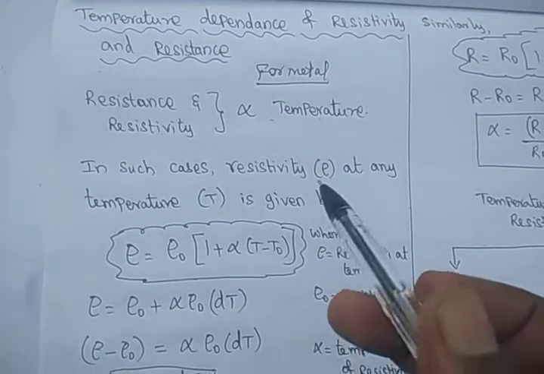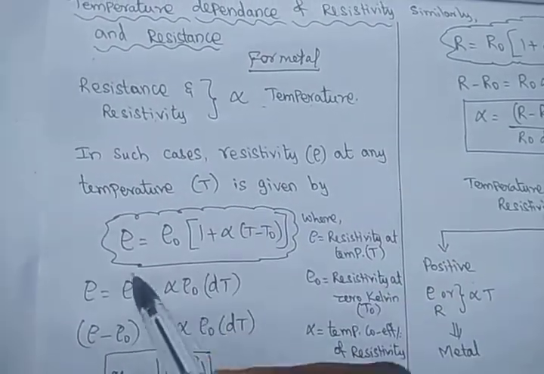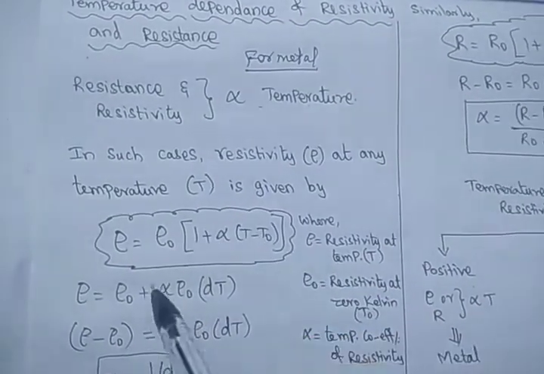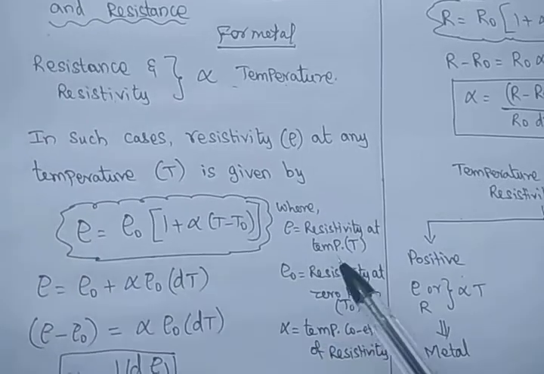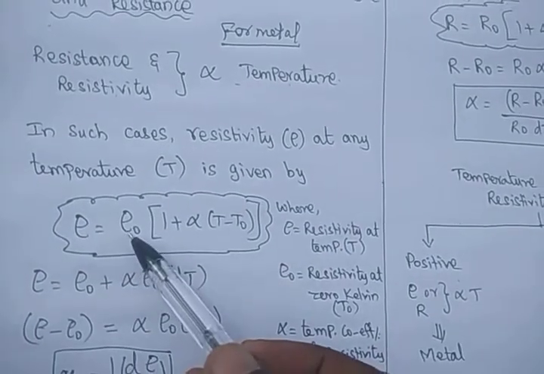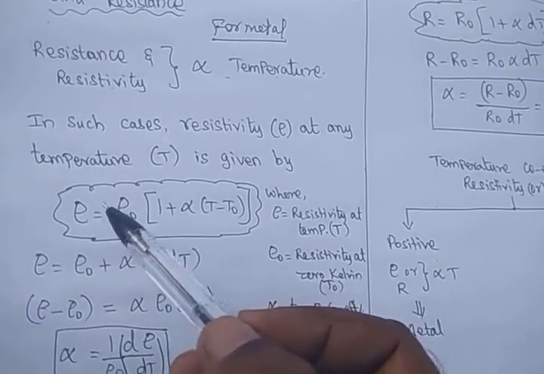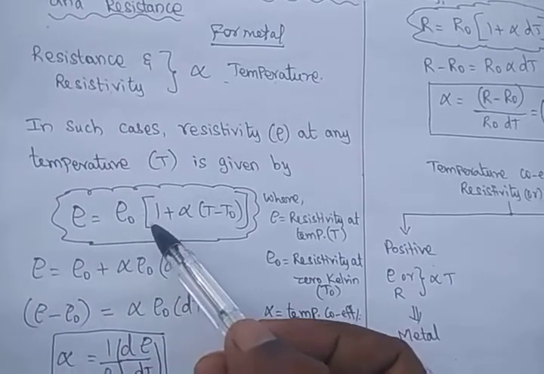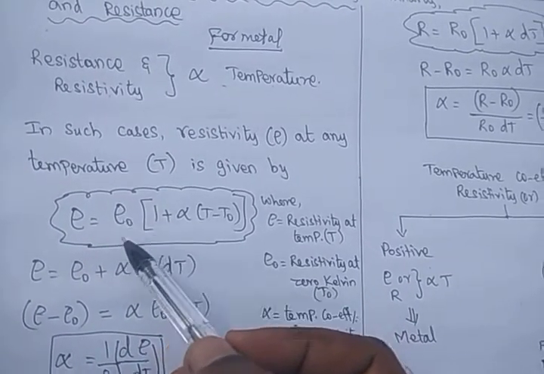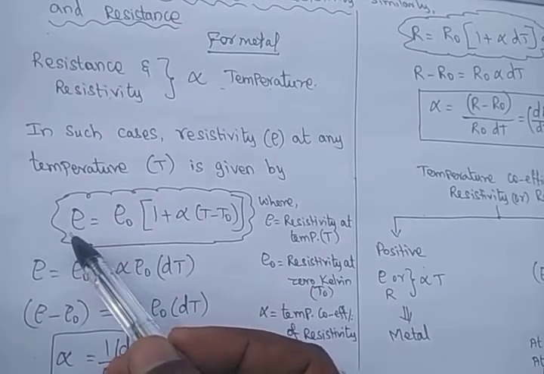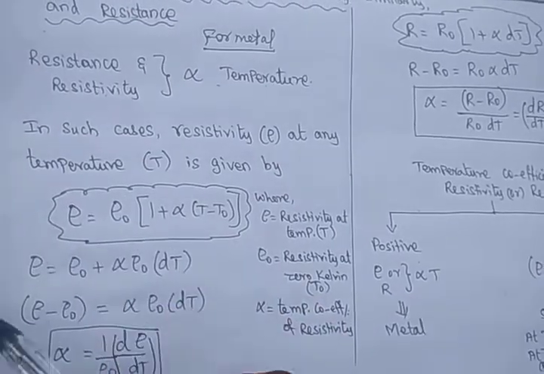In such cases, we can express the resistivity in terms of temperature like this. So rho is the resistivity at temperature T. Rho naught is the resistivity of the material at temperature T naught. That is the same material, but the resistivity will be changed. At 0 Kelvin, the resistivity is rho naught. At a particular temperature T equal to 300 Kelvin or 500 Kelvin or 200 Kelvin, the resistivity is rho.